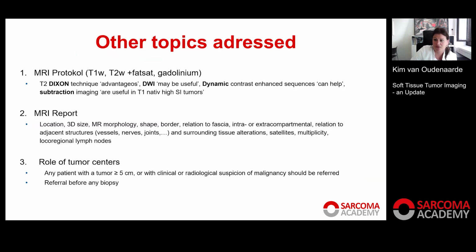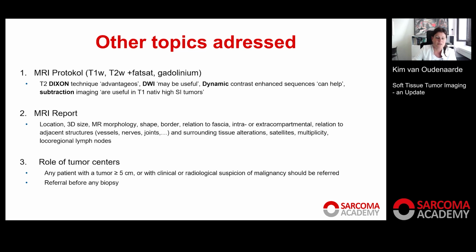Other topics being addressed in the guideline are the MRI protocol. Well, these are all recommendations and no requirements. So at least T1 weighted image, T2 weighted image with fat set, gadolinium in certain cases. Then the MRI report, what can you expect from us? So we should at least report location, size in 3 dimensions, the morphology, the signal intensities, the relation to fascia and other surrounding structures, multiplicity, the lymph nodes.